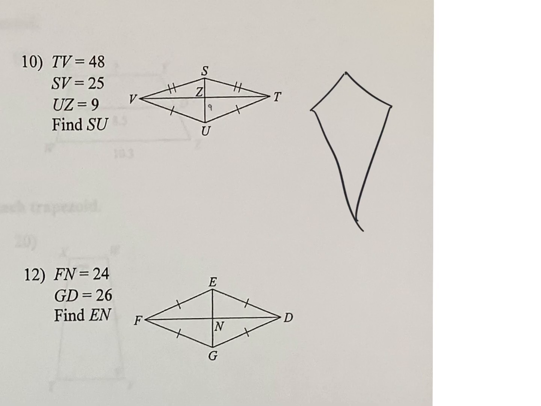Okay, so now you have, let me put these all in here. TV is 48. So this whole line here is 48. And in a kite, that arm there has been bisected. So each of those is 24. All right, and then UZ is 9. And it wants SU. It wants the full length. All right, so we need to find this little x that's up there.